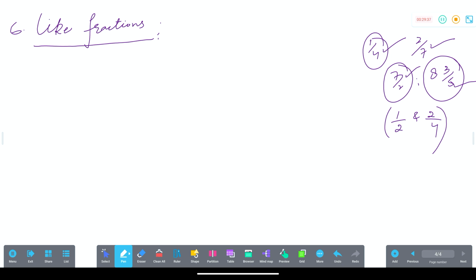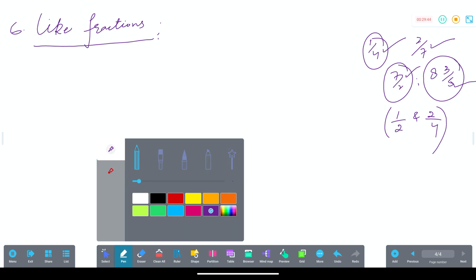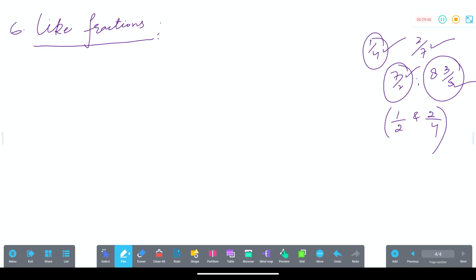2, 3, 4. Now what are like fractions? Like fractions are those fractions whose denominator is equal, irrespective of what their numerator is. So, fractions having the same denominator. Example.